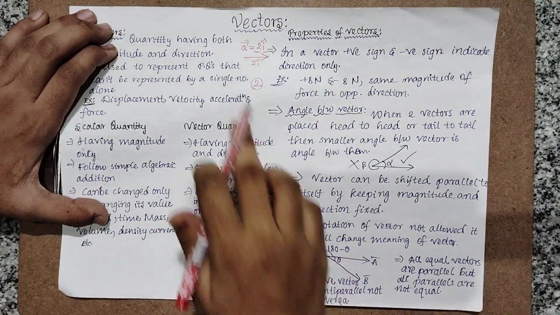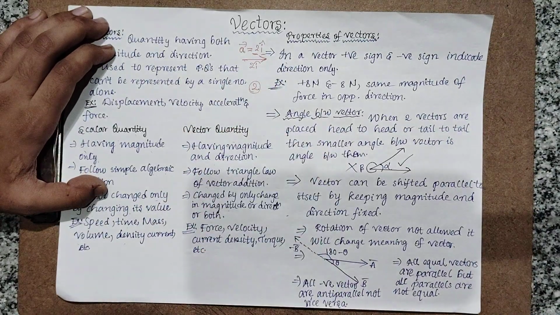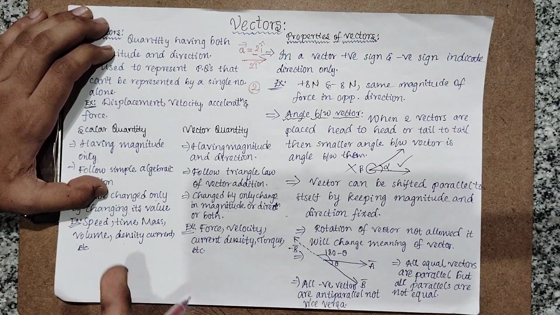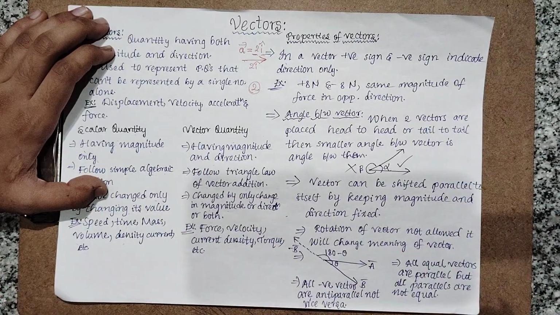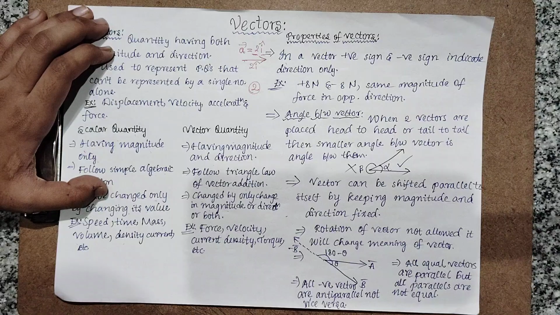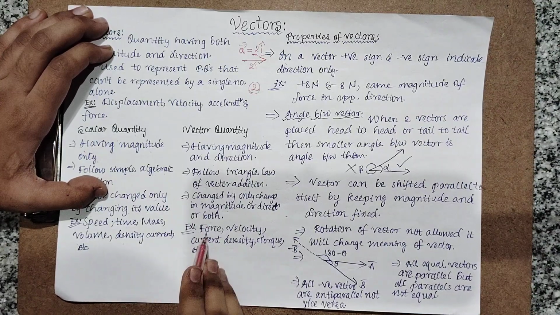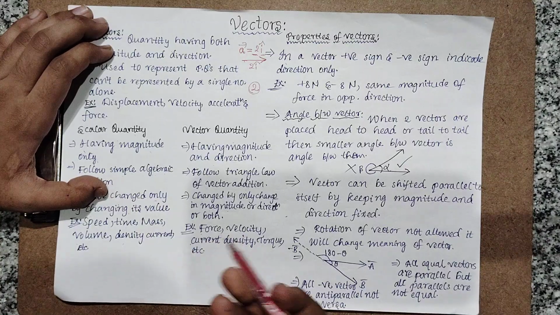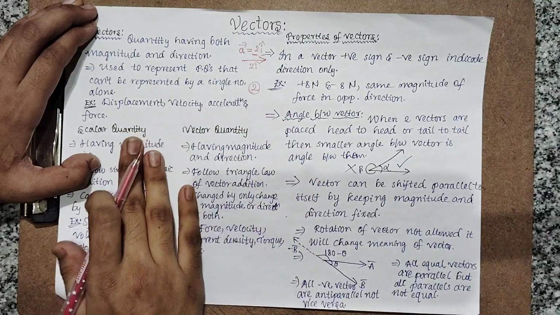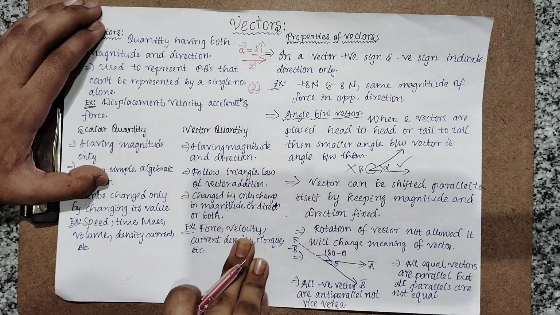For example, if we say a bar is equal to 2I cap and let us say another vector a bar is equal to 2j cap. Here the direction is changing, so the vector is also changing. Or by changing both magnitude and direction. For example, let us say a bar is equal to 4I cap and then b bar is equal to 8j cap. Here both magnitude and direction are changing. Such types of quantities are said to be vector quantity. Examples for vector quantity are force, velocity, current density, torque, etc. And also displacement, velocity, acceleration and force come under vector quantity.